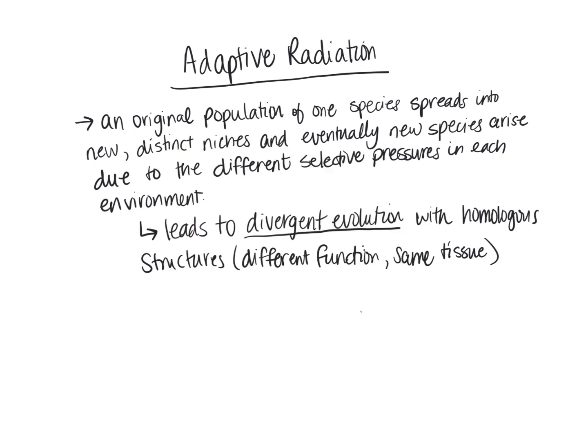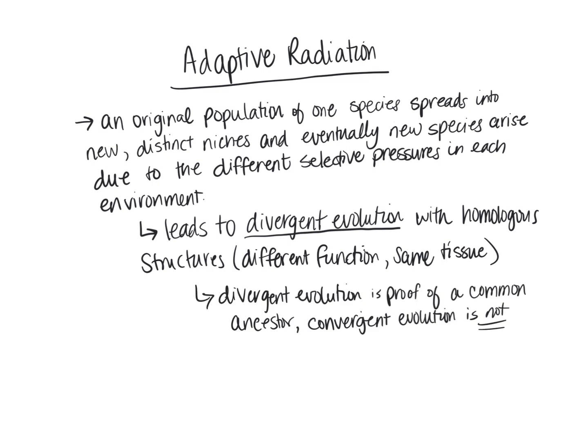Now, one of the things that's important to mention about divergent evolution is that with divergent evolution, you can have a recent common ancestor, whereas convergent evolution is not evidence for a recent common ancestor.